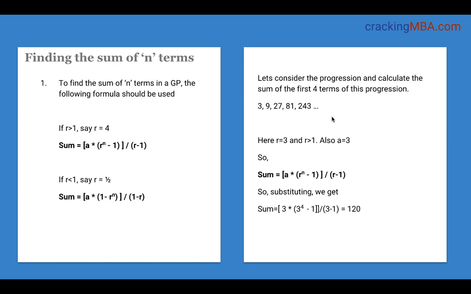Okay. Now let us see how we can apply it. So consider the same progression 3, 9, 27, and so on. Here r is equal to 3 and r is greater than 1. So we get the sum is equal to a into r power n minus 1 divided by r minus 1. So if we substitute the value of a and r, we get the sum as 120. Okay.